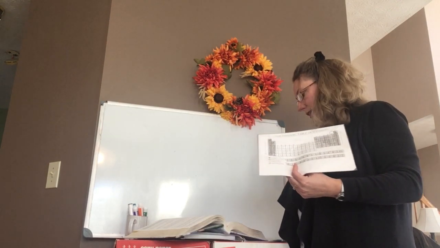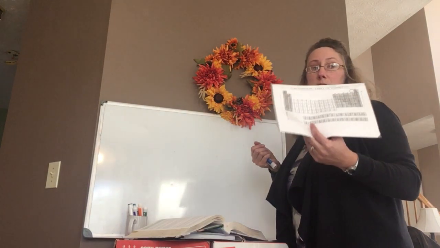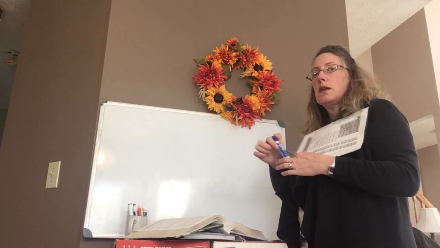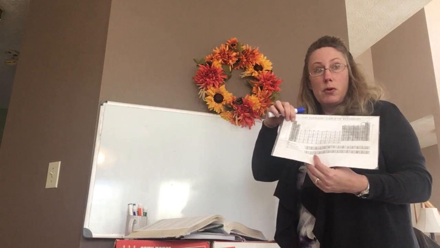But the number on the top is called the atomic number, and that tells you how many protons are in your atom. Maybe you don't remember, an atom has protons, neutrons, and electrons. Again, the number on the top is how many protons are in it. So hydrogen has 1 proton.